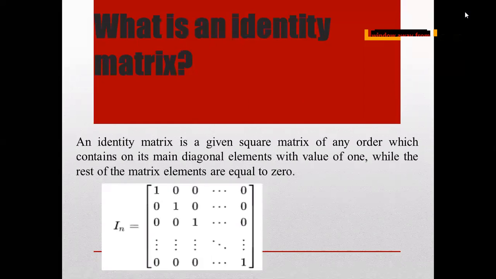So you can see what an identity matrix is. How does an identity matrix look like? The diagonal elements will be 1. The non-diagonal elements will be 0. So an identity matrix is a given square matrix of any order which contains the value 1 on its main diagonal elements, while the rest of the matrix equals 0. Okay, so this is the identity matrix.